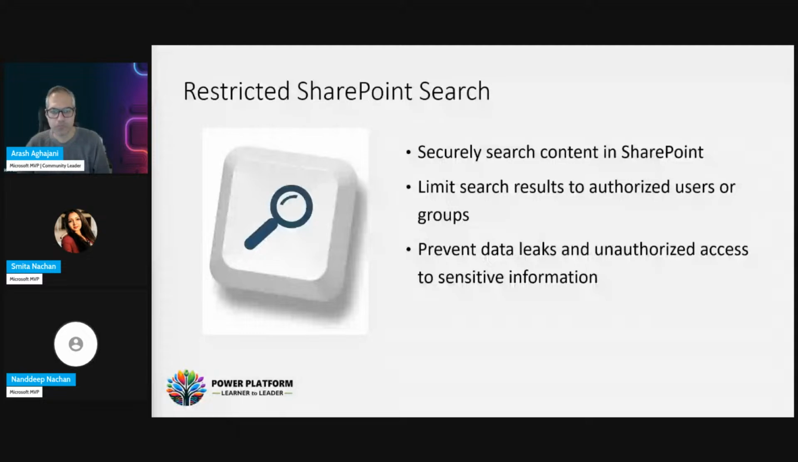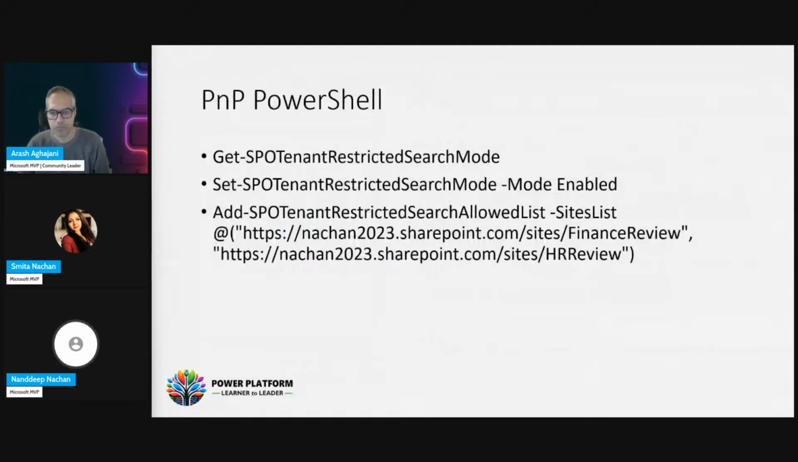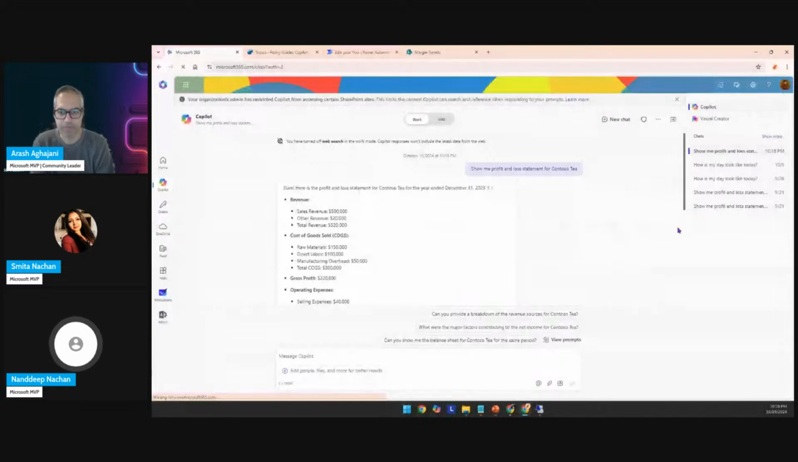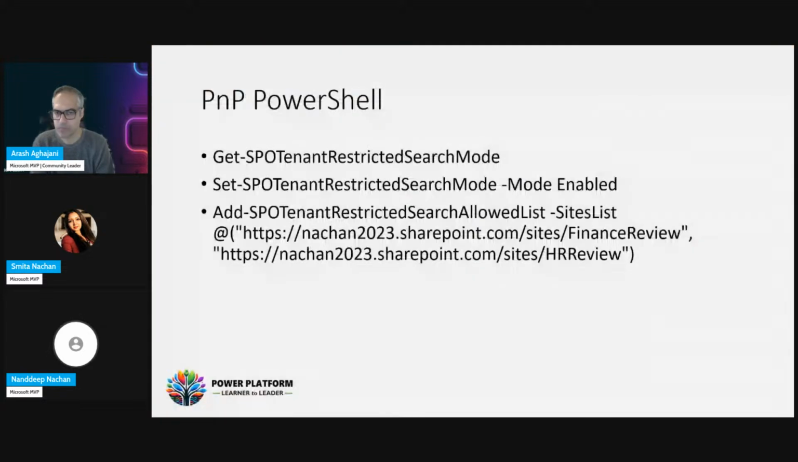All right, so unfortunately I do not have a working demo for that, but the demo that I just wanted to show you is this. Let's say you have not enabled the restricted search feature in your environment. In that case, we'll be able to search everything across SharePoint wherever you have got access. Once you connect to your SharePoint tenant and run this command, Get-SPOTenantRestrictedSearchMode, it will give you the restricted search mode result for your tenant. By default, this one will be disabled.